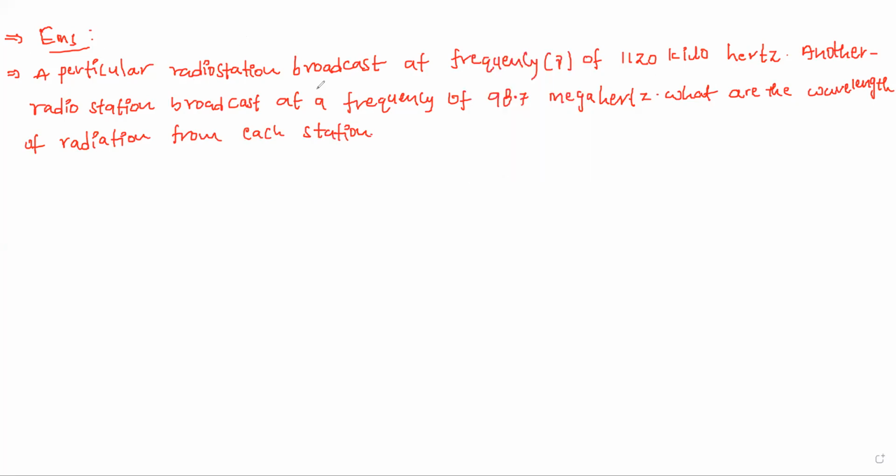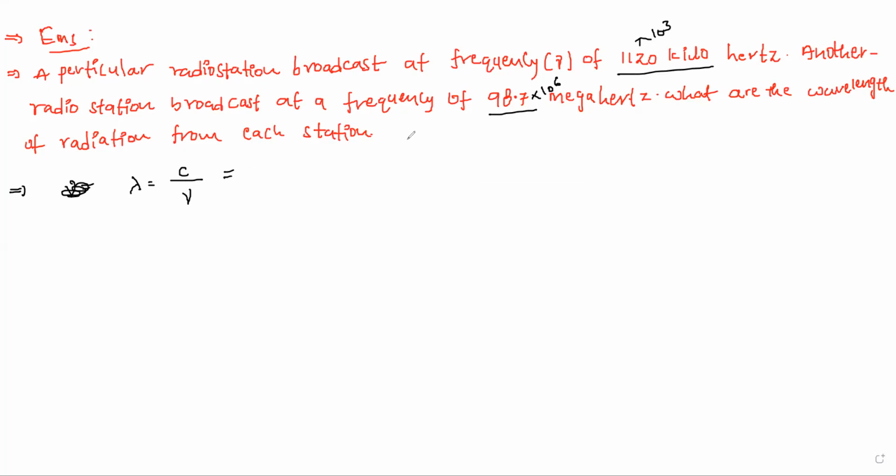A particular radio station broadcast frequency of 1120 kilohertz. Kilohertz is nothing but 10 to the power of 3. And another station broadcast frequency 98.7 megahertz, which is nothing but 10 to the power of 6. What are the wavelength of radiation from each station? You know already that wavelength lambda equal to c by nu.